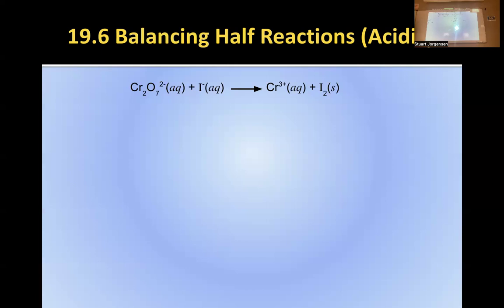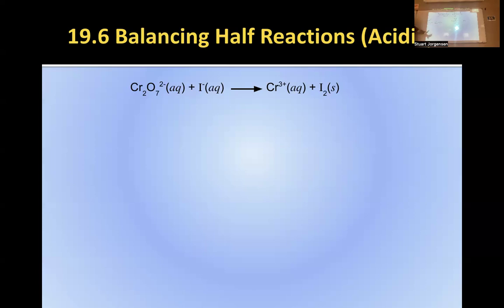Couple of ways we can slice this onion. We've got I- going to what? I- to 0 means that it's losing 1 electron. The problem is how many iodines we've got? 2, which means each iodine is losing an electron. We're losing a total of 2 electrons.